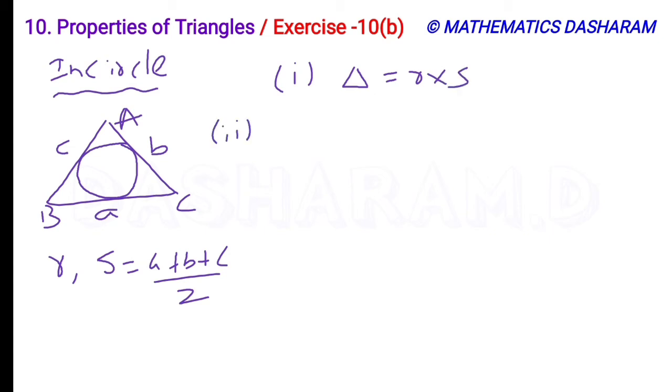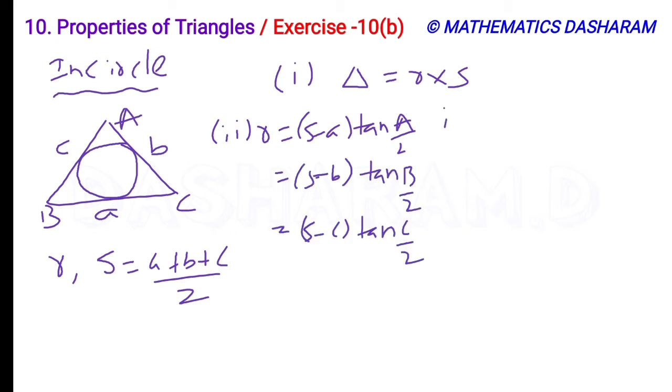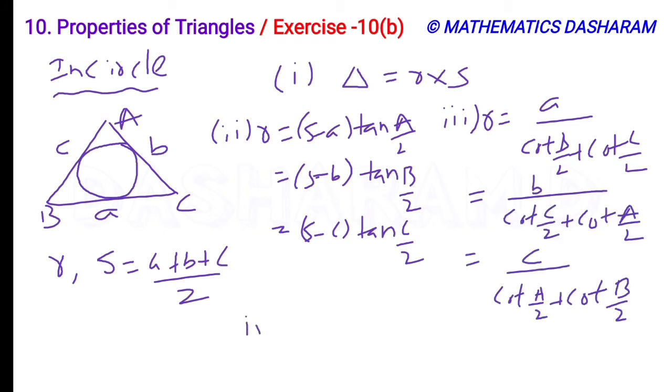Next, second formula, r equals (s minus a) into tan A by 2. Next, third formula, r equals a divided by (cot B by 2 plus cot C by 2). Next, fourth formula, r equals 4R sin A by 2 into sin B by 2 into sin C by 2. So these are the four formulas related to the incircle in this exercise.